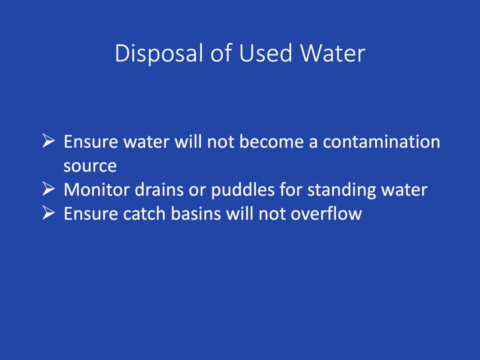Methods for disposing of wastewater will vary from farm to farm, but no matter the method, workers must ensure that this water will not become a source of contamination to the produce, food contact surfaces, and other areas used for covered activities. This could include monitoring the drains and floors to make sure that there are no standing puddles of water, or ensuring that all catch basins, if the farm uses them, are not at risk for overfilling.